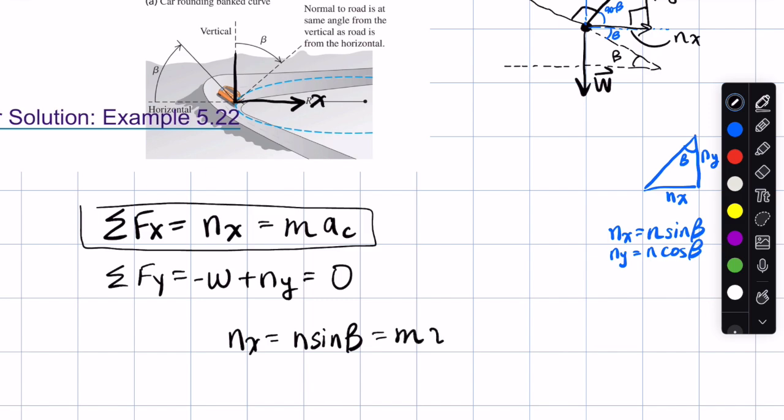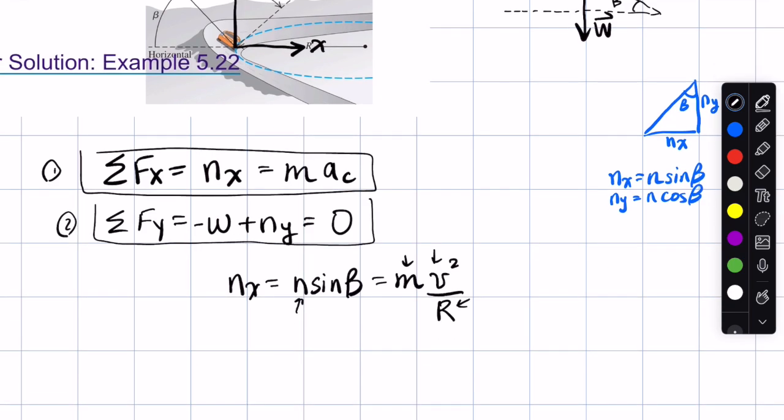M, and then centripetal acceleration is always v squared over r. So this is known, this is known, this is known. We don't know n, so we need to get rid of n. We're going to use equation 2, and use a substitution.